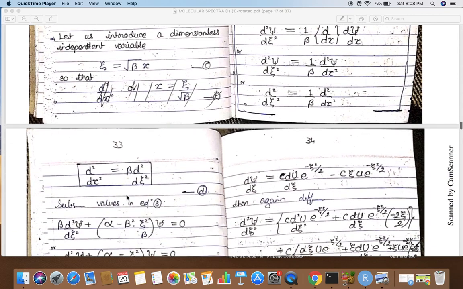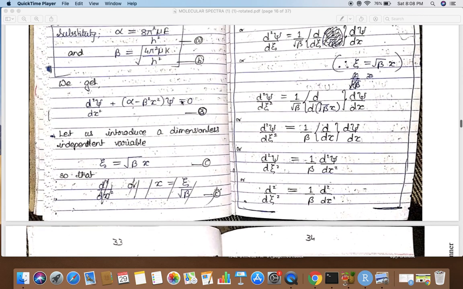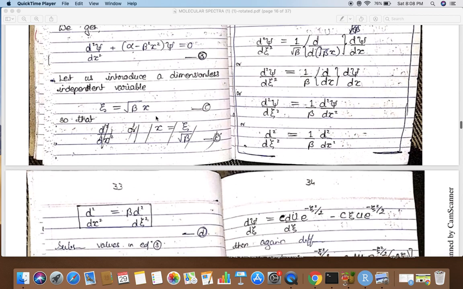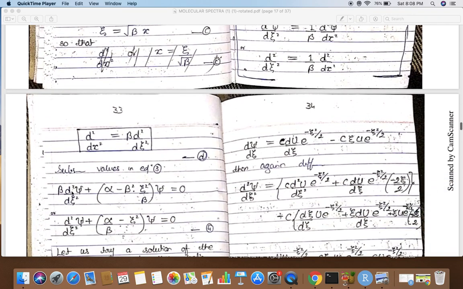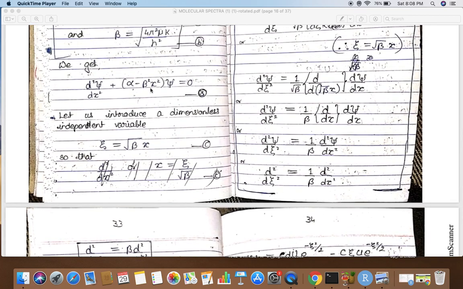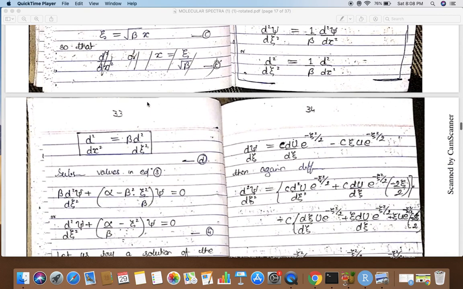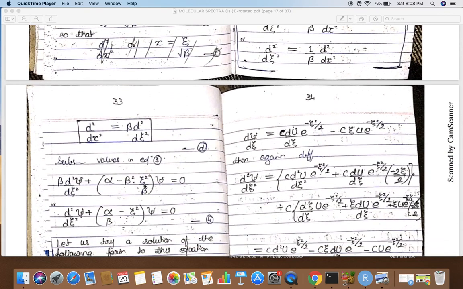Now putting this relation, this d, in equation number 3, in place of d square by dx square, then simply change of variable. Now you have beta d square psi by d xi square, plus you have alpha minus beta square xi square divided by beta. In place of beta x, this is xi, so this is xi square divided by beta square, that is, beta psi is equal to 0.